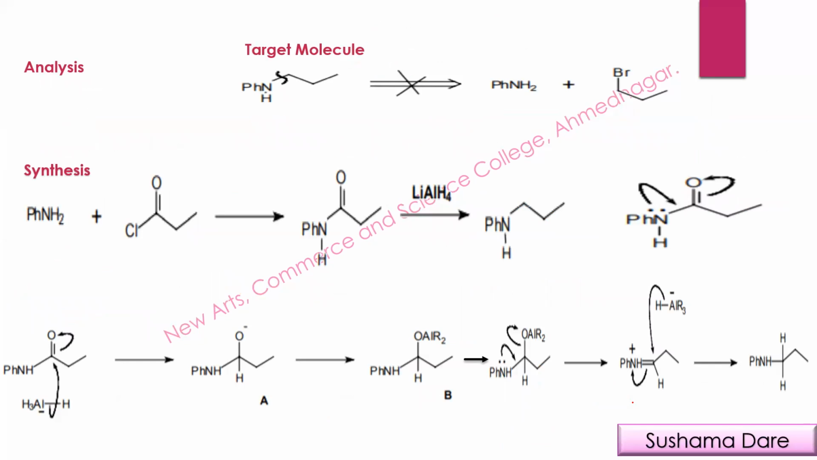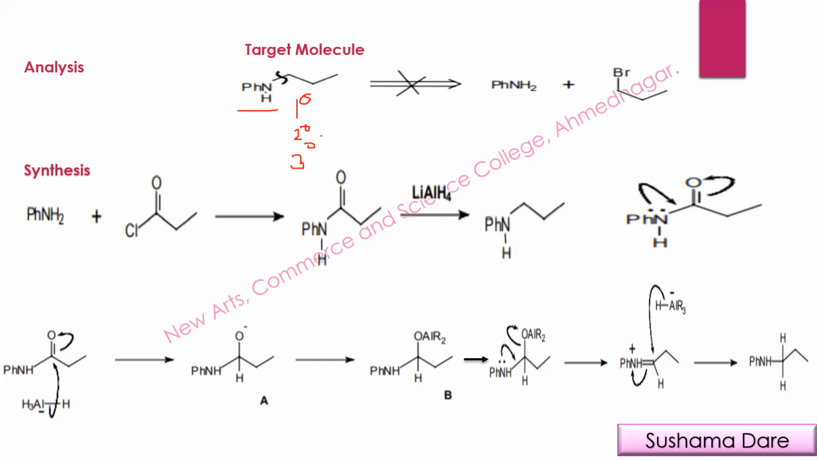Now this is the next target molecule. Here there is a carbon-nitrogen bond. In the previous example, what we discussed was a carbon-oxygen bond. Now here there is a carbon-nitrogen bond. Whenever you have a carbon-nitrogen bond, that is an amine functional group, the first question that you have to ask the target molecule is: is it a primary amine, secondary amine, or tertiary amine?